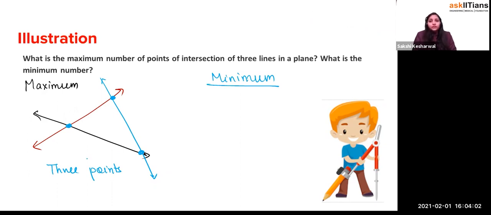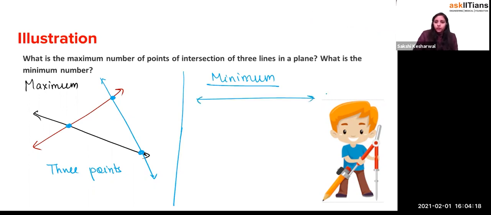So it means what? If they're not intersecting, what is the maximum number of points of intersection of three lines in a plane, and what is the minimum number? Let us suppose they don't intersect, as we did in the last class also. Either the lines will be intersecting or they will be parallel. So lines are parallel, right? This is L1 line, then this is L2 line, and this is your L3 line, yes or no?